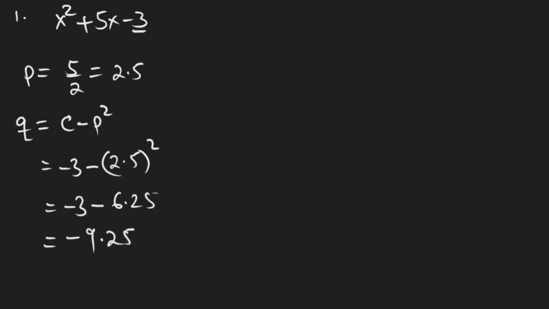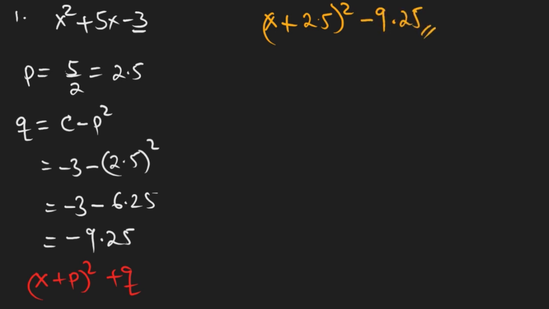So our answer becomes, we write it in this form: x plus p all squared plus q. So our answer becomes x plus 2.5 all squared, and then q is minus 9.25, so minus 9.25. That becomes our answer.